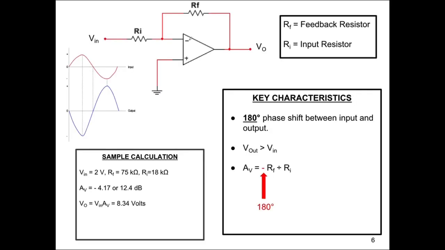So we're going into the inverting input. The non-inverting input is tied to ground. This is, again, the input, with input resistor Ri and feedback resistor RF. No, this is really exciting. And the formula is going to be just like that: negative RF divided by Ri.